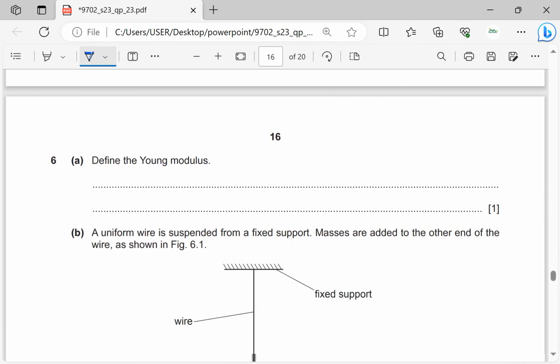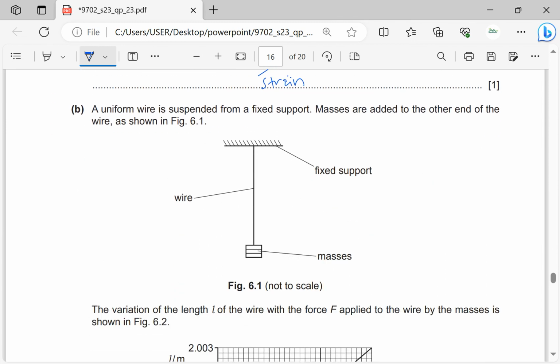Okay. Define the Young modulus. Of course, Young modulus is simply stress divided by strain. Stress divided by strain. You don't need to write a story.